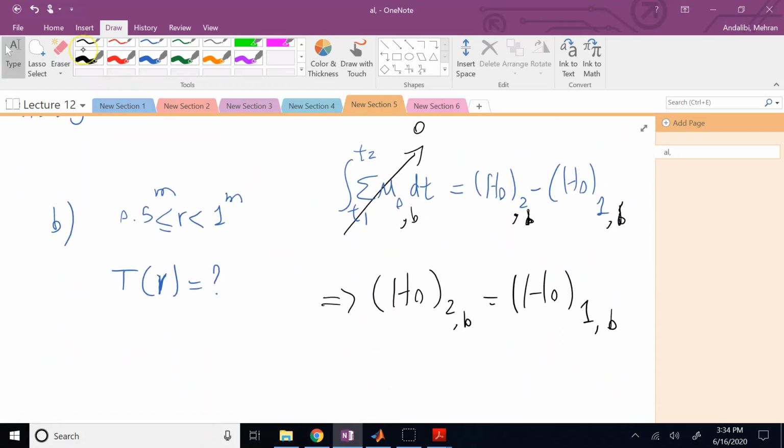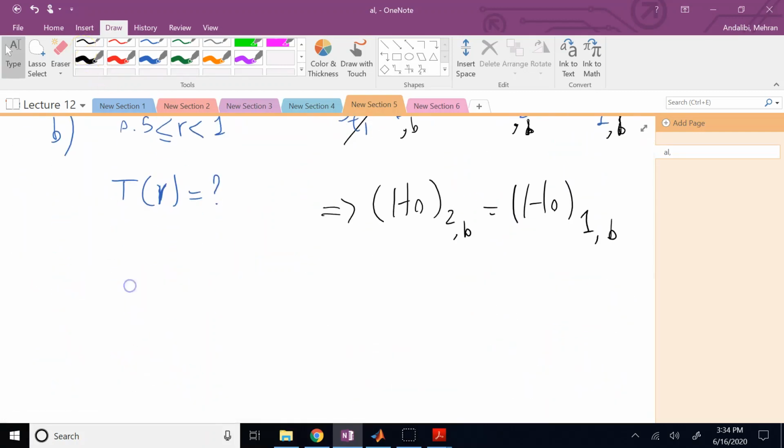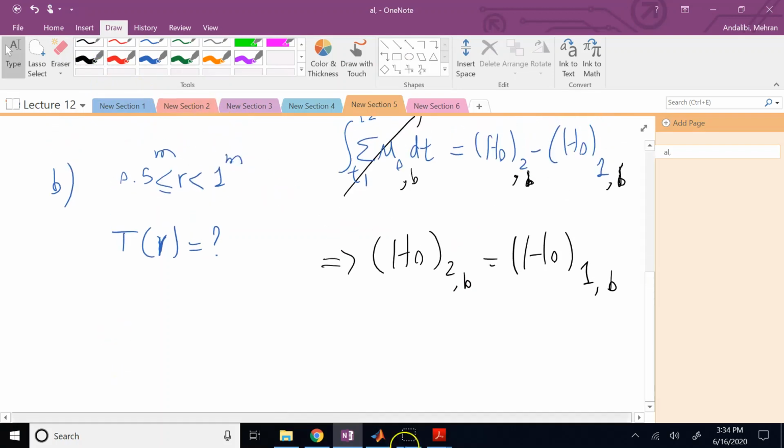So this is going to be what? R times MV2 is the same as R times MV1. But what would you consider 1? What would you consider 2? So I consider the initial situation, when R is equal to 1 meter, situation 1.